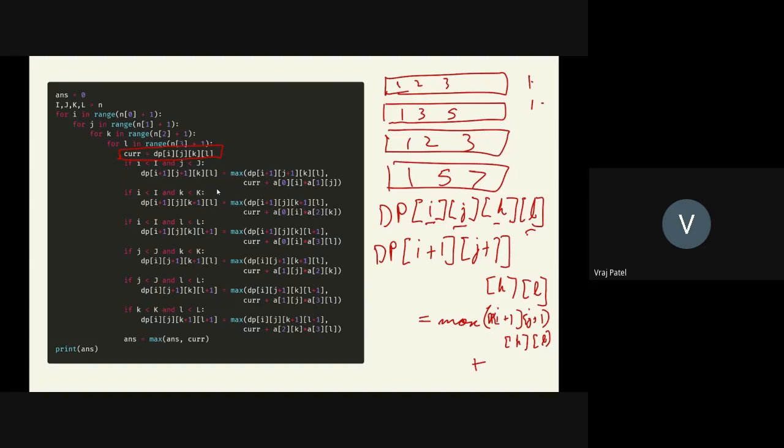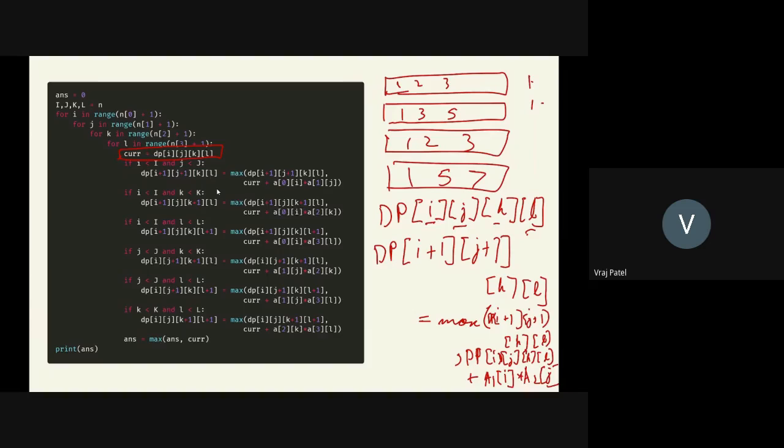and then I add, sorry, I don't add. Then what is the value? It is DP of I, J, K, L, and you just add A1 of I multiplied by A2 of J. So this is for the case of selecting I and J.